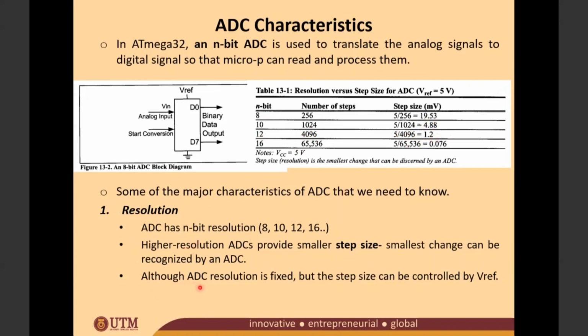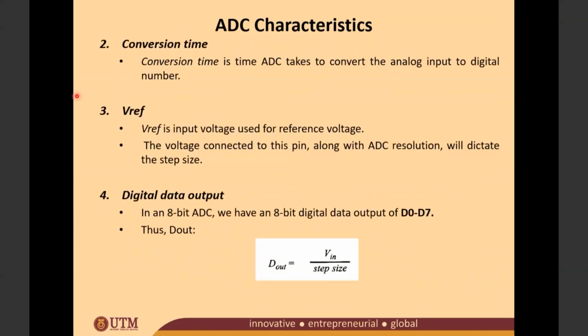Although the ADC resolution is fixed, the step size can be controlled by VREF. Every time you buy your chip, the size of this ADC is already fixed. If you buy the ATmega32, which has a 10-bit ADC, you cannot change the resolution. What you can change here is the VREF: you can increase or decrease the VREF in order to get a smaller step size. So that is characteristic number one, the resolution of the ADC.